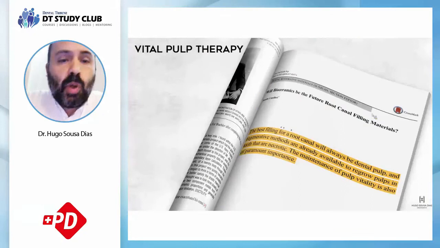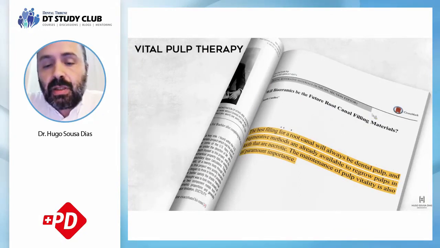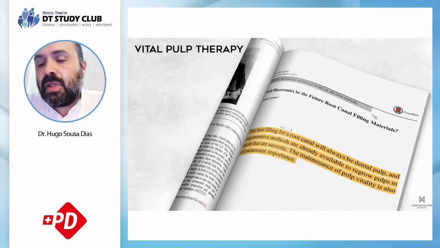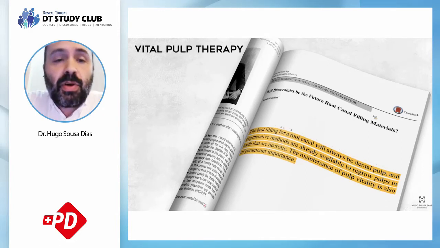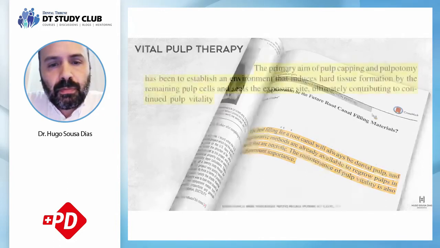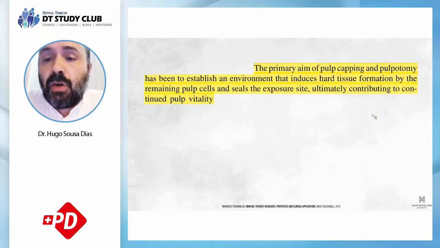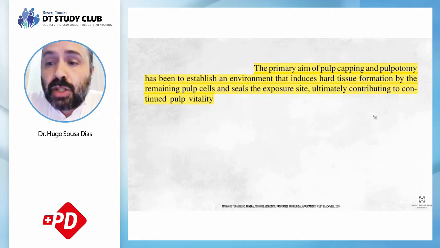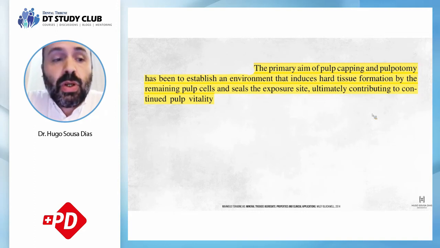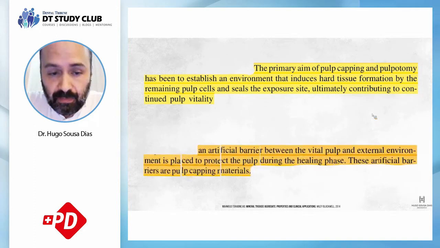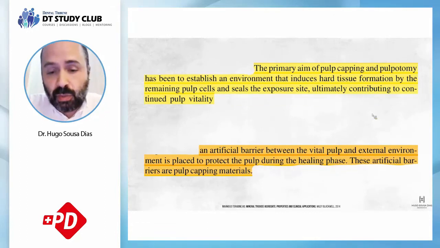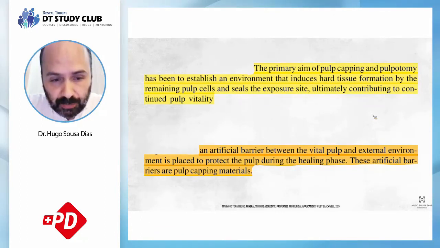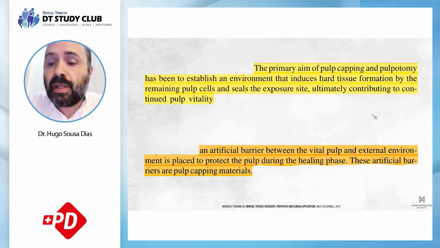About vital pulp therapy, we know that the best filling for a root canal will always be dental pulp tissue. And the maintenance of pulp vitality is also a very important factor. The primary aim of pulp capping and pulpotomy has been to establish an environment that induces hard tissue formation by the remaining pulp cells and seals the exposure site, ultimately contributing to continued pulp vitality. For that, I need to create an artificial barrier between the vital pulp and the external environment to protect the pulp during the healing phase.